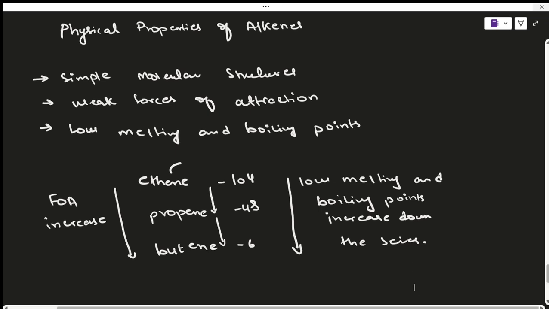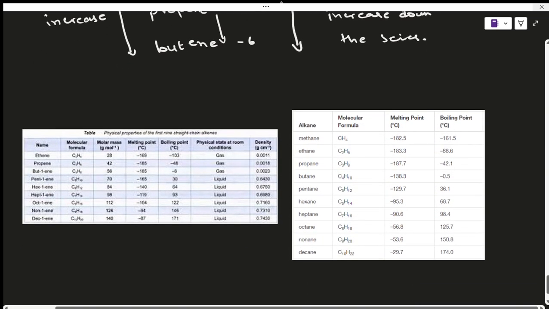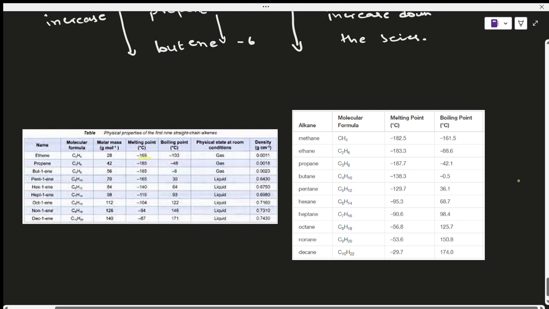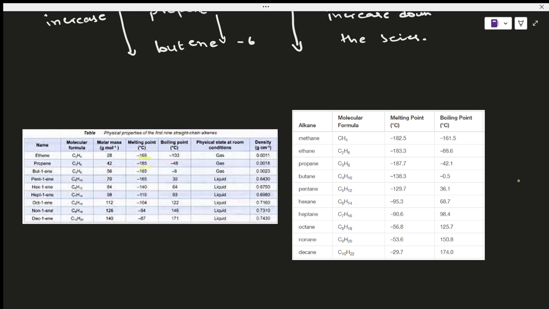So this is it. And if we just quickly compare these two, let's look at this table. I feel like this is pretty blurred, but I'll just mention it here. We're talking about melting point. So this is minus 169 degrees centigrade. This is minus 165. I think this is also 165. This is 140. This is minus 119. Minus 104, minus 94, minus 87. So the melting points are increasing as we go down the series, and the boiling points are also increasing as we go down the series.